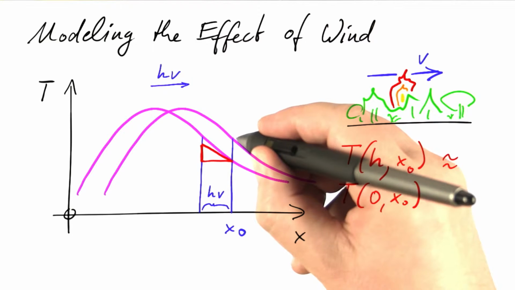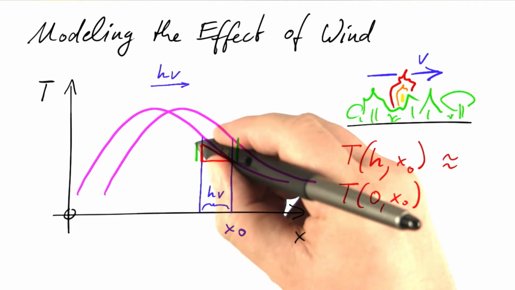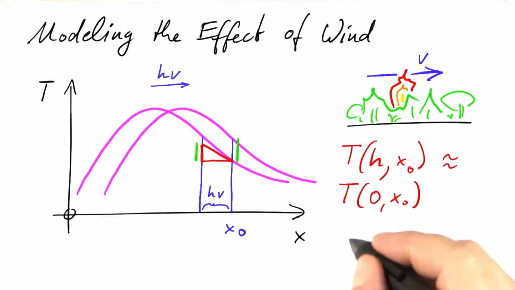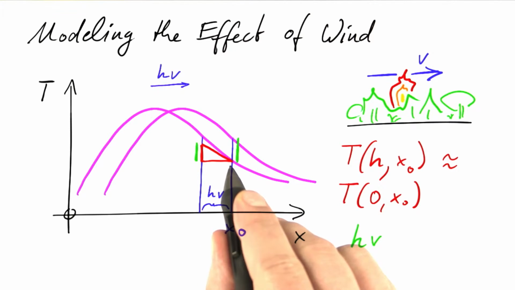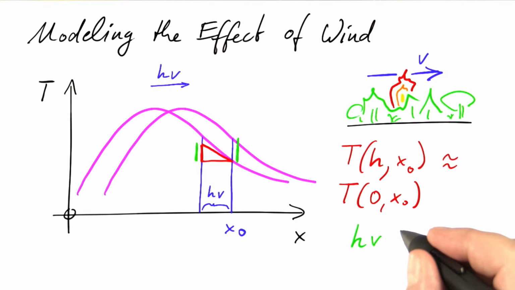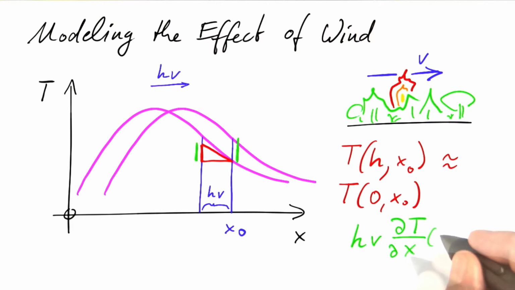And now we have to take care of the difference between these two. And we estimate it using the derivative. So our correction, the length of that green line, will be step size times velocity, this length, times the derivative, the slope of our tangent. The derivative is the partial derivative of temperature with respect to x at time 0 and position x0.